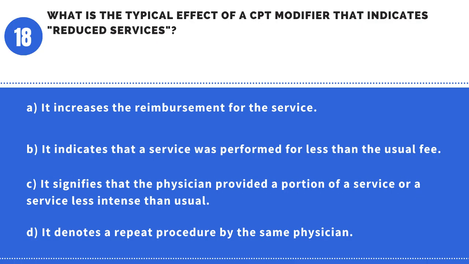Question 18. What is the typical effect of a CPT modifier that indicates reduced services? A. It increases the reimbursement for the service. B. It indicates that a service was performed for less than the usual fee. C. It signifies that the physician provided a portion of a service or a service less intense than usual. D. It denotes a repeat procedure by the same physician.